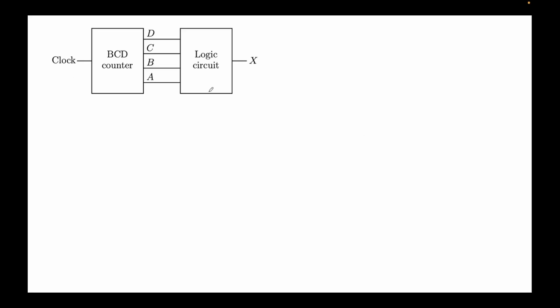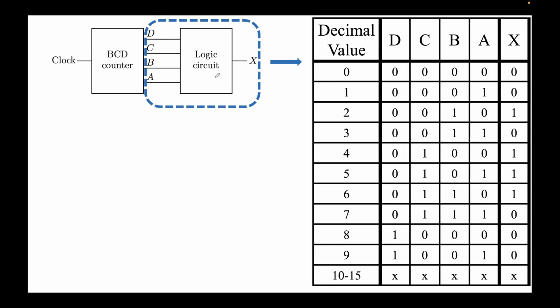All right. So this is the circuit that has been given to us. Note that we are not interested in this part because we are already given the outputs, D, C, B, and A, being generated. BCD counter, we know how it works, or in this problem, we don't even care how it works. We are only concerned about this logic circuit because we want to design it. So what do we know about this logic circuit? Remember, for 10 to 15 we don't care. The value of X can be don't care.